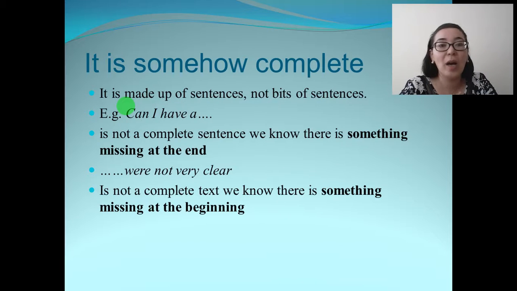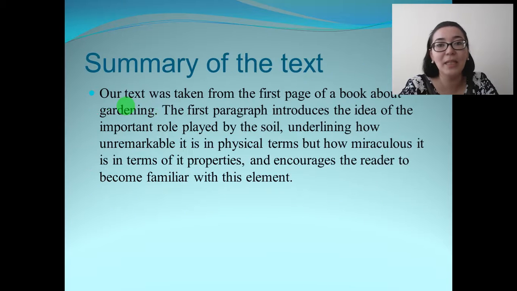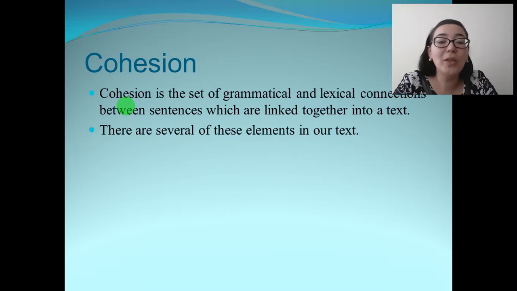And it's somehow complete. It's made of sentences, not bits of sentences. Can I have a? It's not a complete sentence. We know there is something missing at the end. We're not very clear. It's not a complete text. We know there is something missing at the beginning. Our text was taken from the first page of a book about gardening. The first paragraph introduced the idea of the important role played by the soil, underlining how unremarkable it is in physical terms, but how miraculous it is in terms of properties, and encouraged the reader to become familiar with this element. So, what is cohesion?